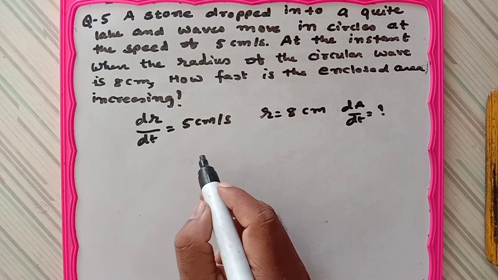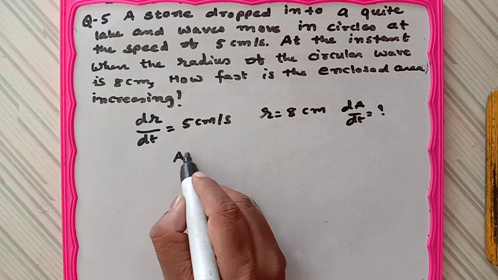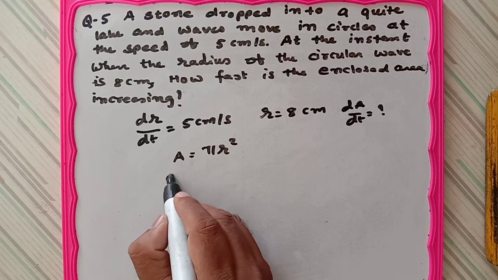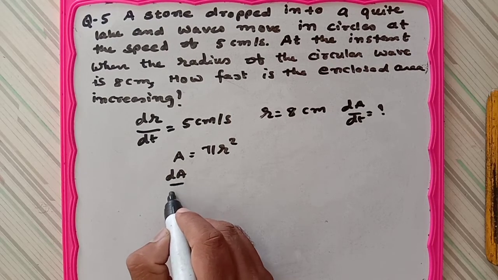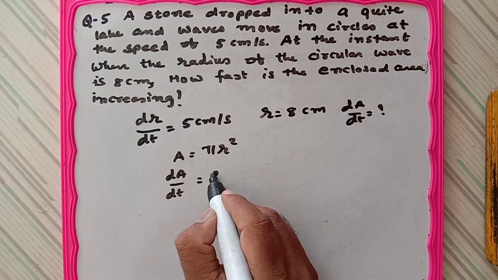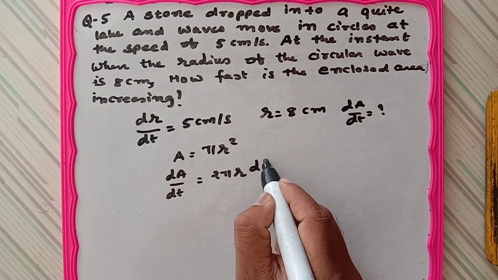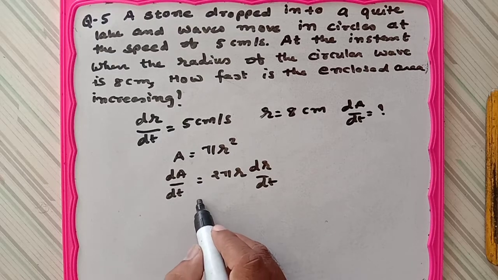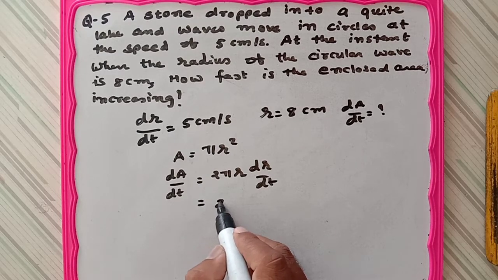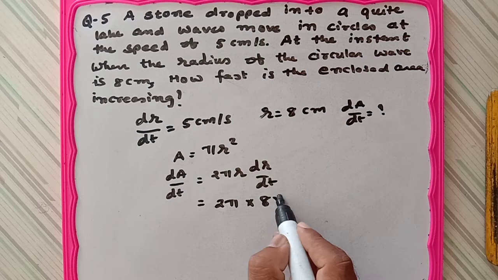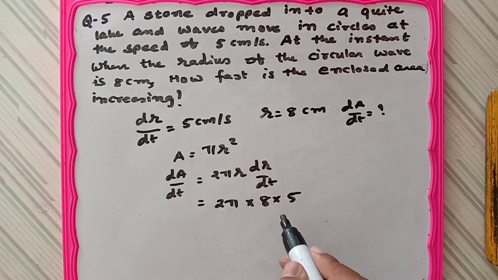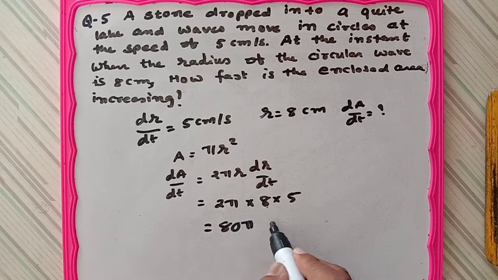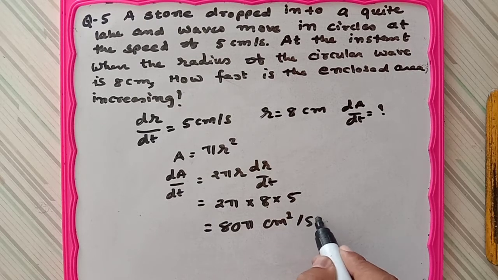So now we know that the wave is circular and the area of a circle formula is pi r squared. Differentiating the area with respect to time, dA/dt equals 2 pi r dr/dt. Now we substitute the values: 2 pi into 8, and dr/dt is given as 5. So 5 times 8 is 40, times 2 is 80 pi centimeter squared per second.